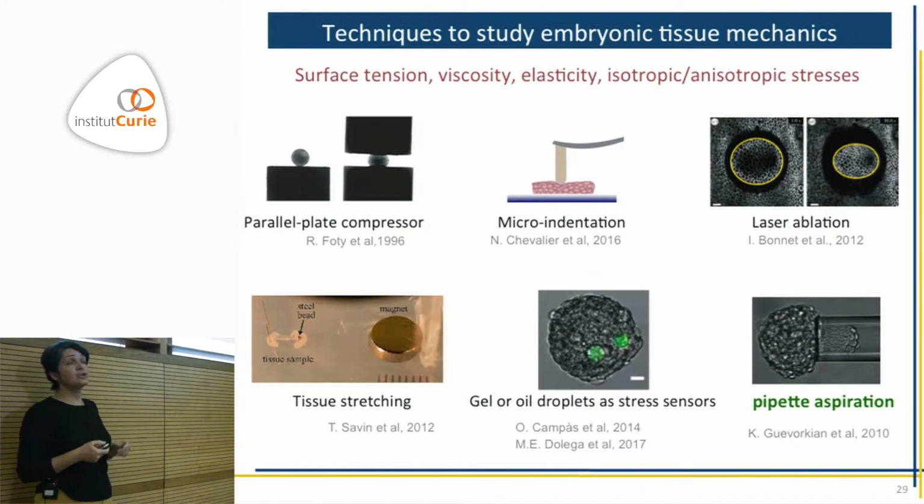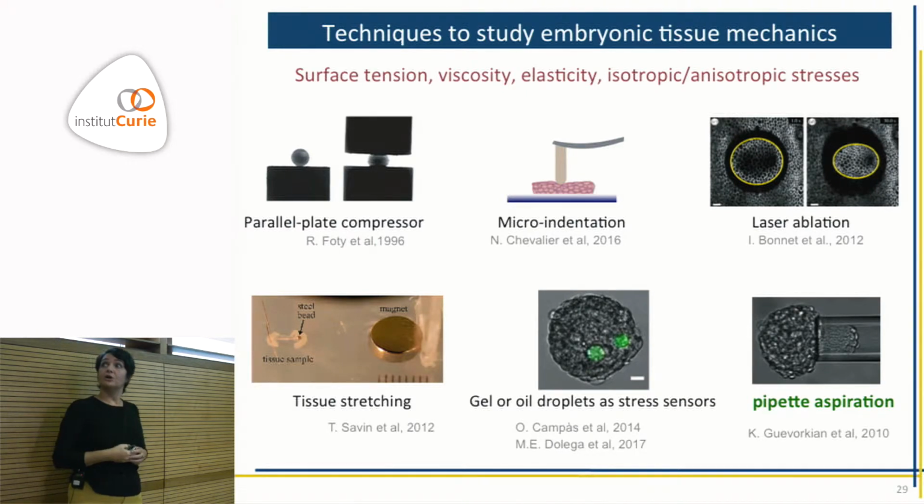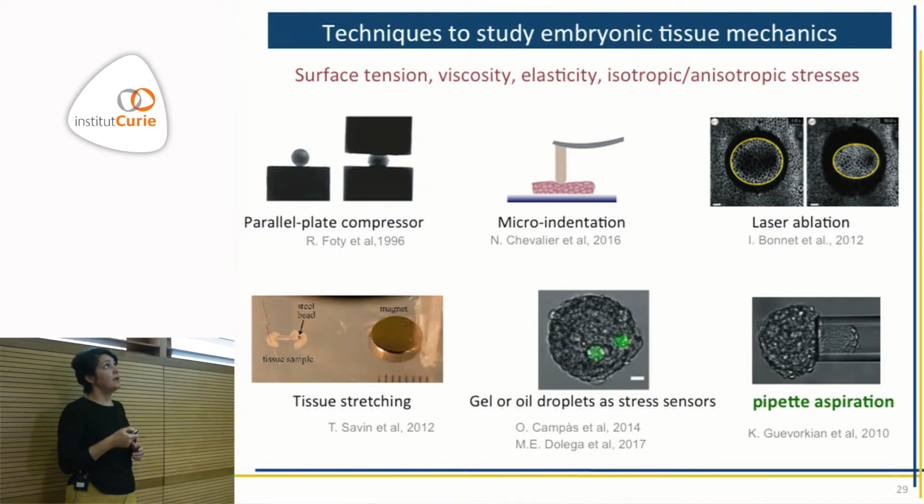Then you have indentation techniques, which basically give you the elasticity of your tissue. This can be like an AFM. You can just deform your tissue, or you can send a hydrodynamic jet. This paper deforms the tissue, and from the deformation you get the elasticity. We have the laser ablation technique that is mostly used for two-dimensional tissues. It gives you the anisotropy in the stresses, because from the way that the tissue relaxes, you can see in which direction there was a higher stress than the other. This technique is quite cool.